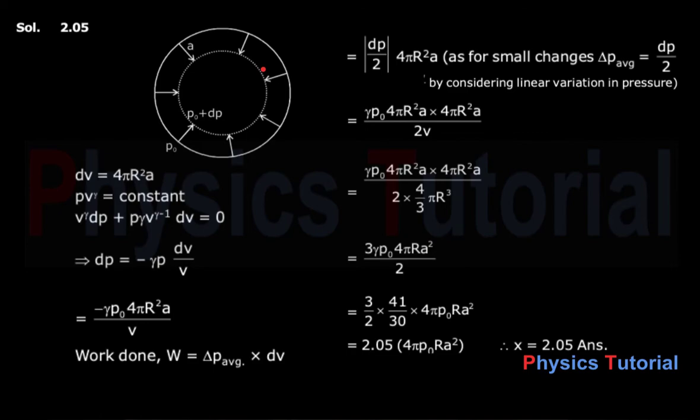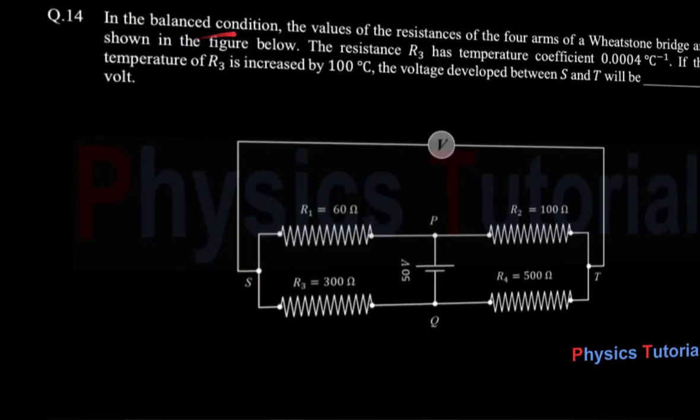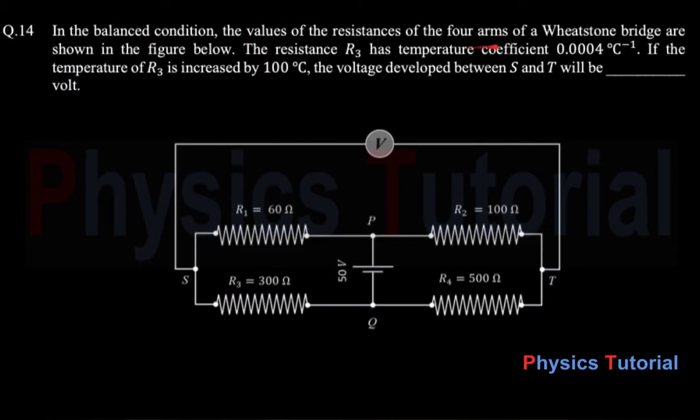Let's go ahead to another question. In the balanced condition, the values of the resistance of 4 arms of a Wheatstone bridge are shown in the figure. The resistance R3 has the temperature coefficient 0.0004 per degree centigrade. If the temperature of R3 is increased by 100 degrees centigrade, the voltage developed between S and T, you have to find, will be so many volts. So how to find?